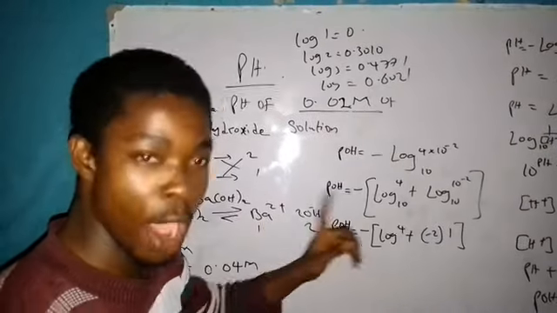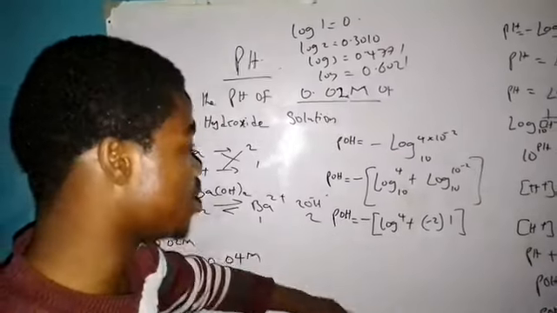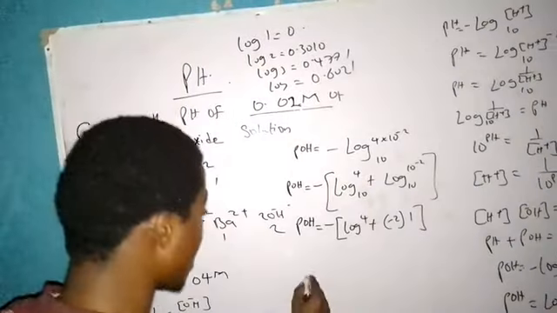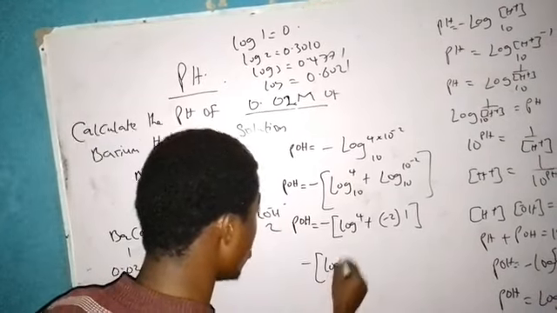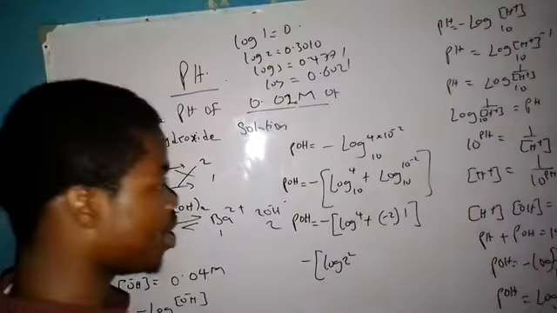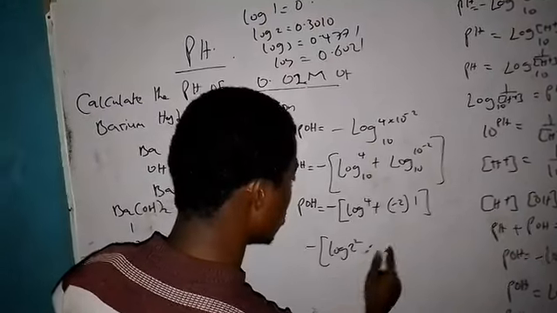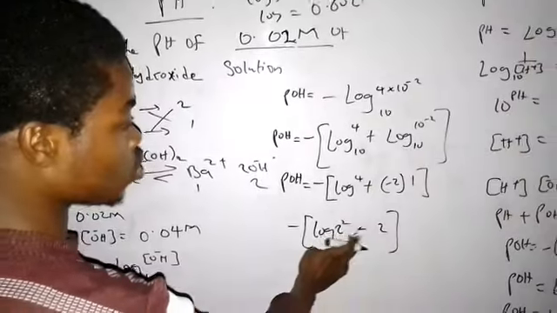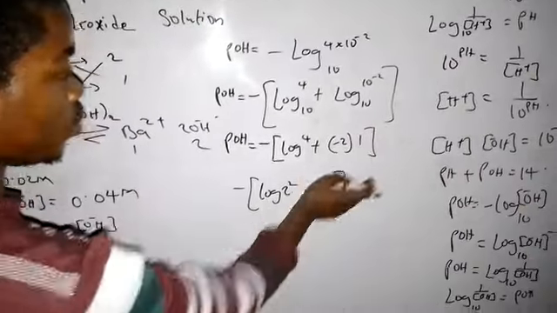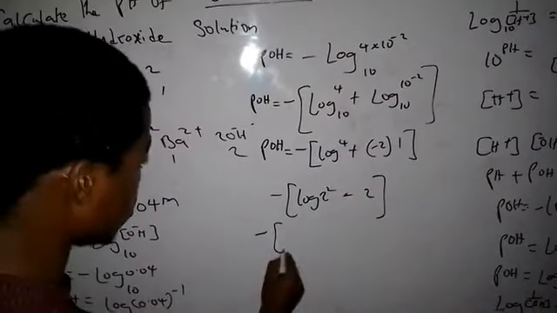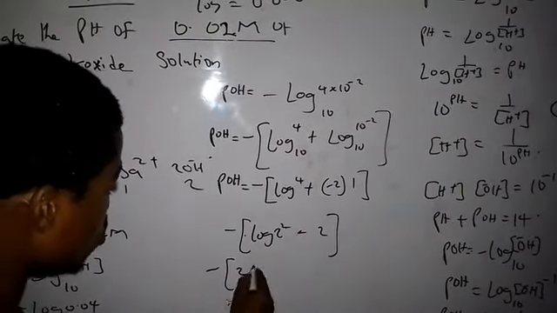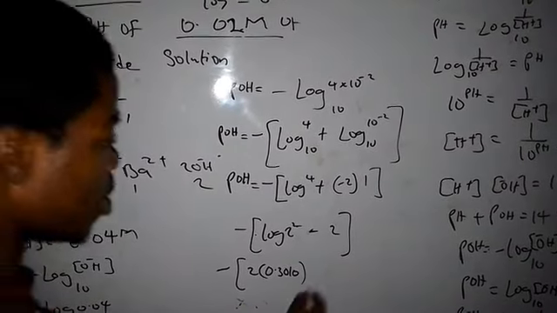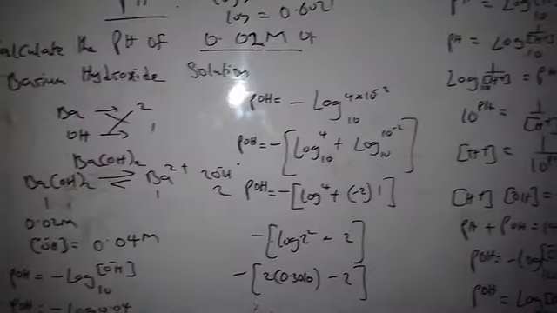Even if what we have here is not 4, please pay attention to me. If you don't know log 4 offhand and you know log 2, inside the exam hall, remember that 4 is 2 to the power 2. So I'll have minus, the 2 comes down, 2 into bracket log 2, which is 0.3010. I'll close my bracket, minus 2.